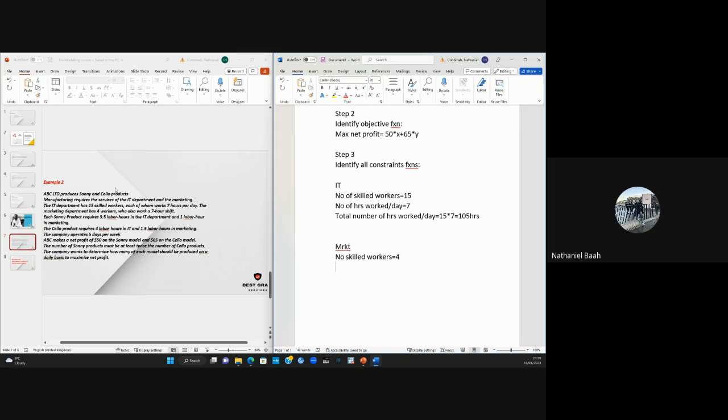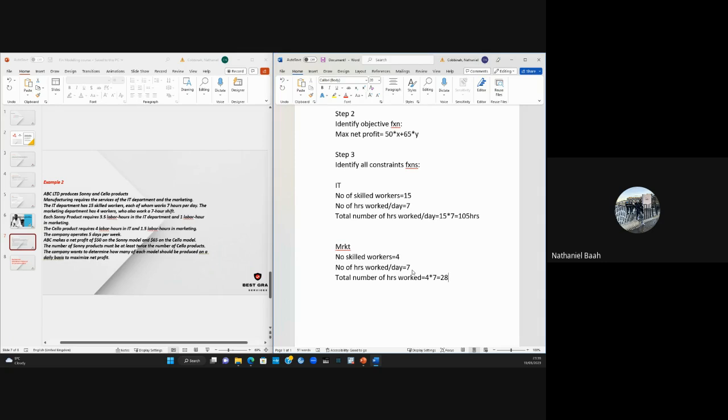And they are saying here who also work a 7-hour shift. So the number of hours worked a day will also be 7. So the total number of hours worked will be the number of workers multiplied by the number of hours worked. That will be 4 multiplied by 7, and that should give us 28.